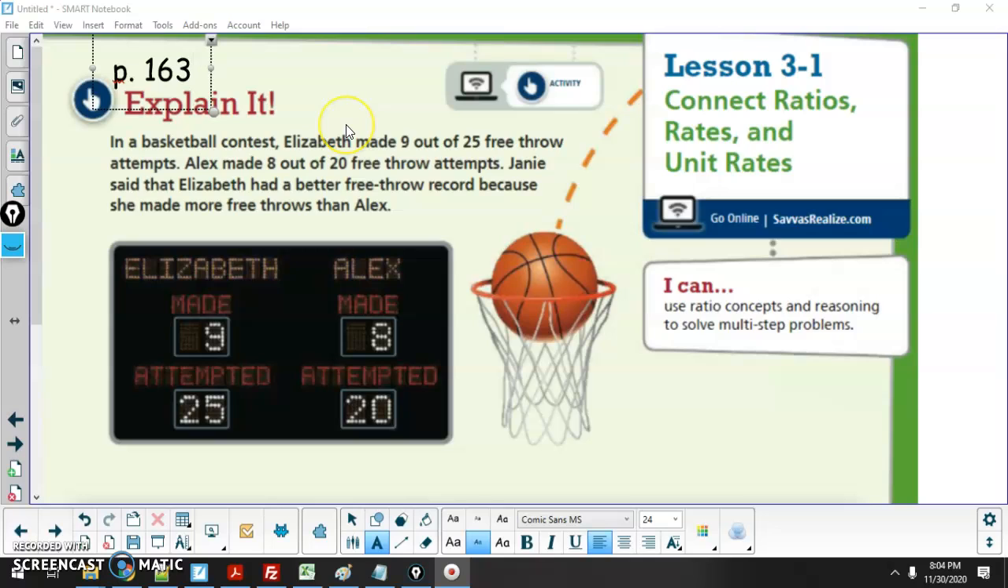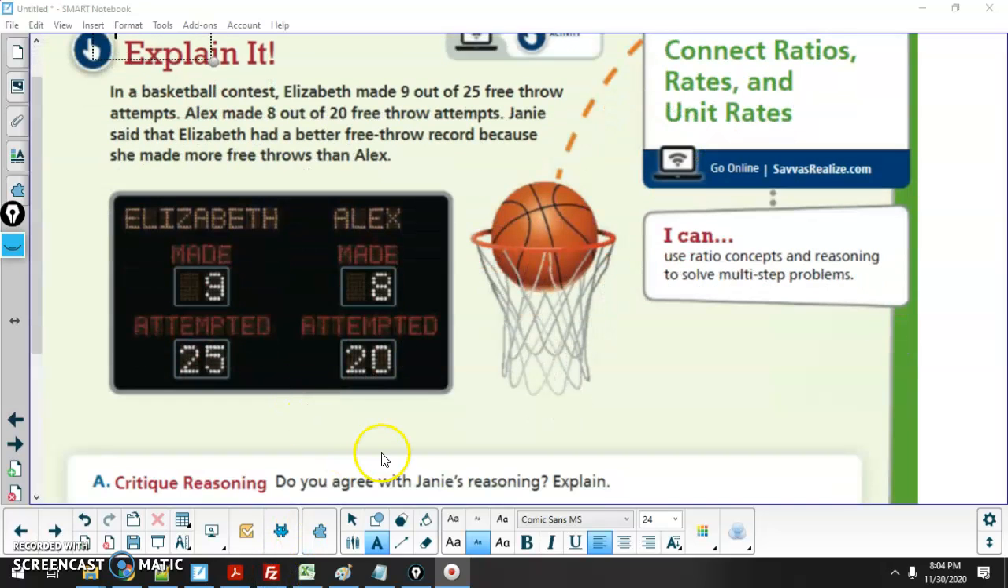There's a nice little example of how ratios are useful in real life here. We have a basketball contest. Elizabeth made 9 out of 25 free throws. Alex made 8 of 20 free throw attempts. Jenny said that Elizabeth had a better free throw record because she made more free throws than Alex. Is that a truthful statement? Do you agree with Jenny's reasoning? Is she the better one because she made more free throws?